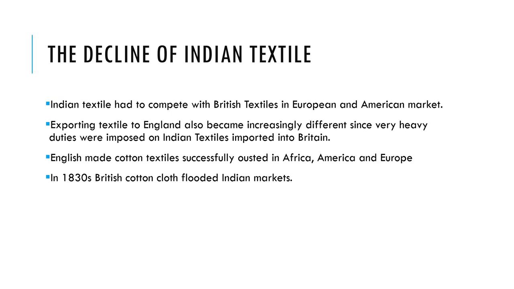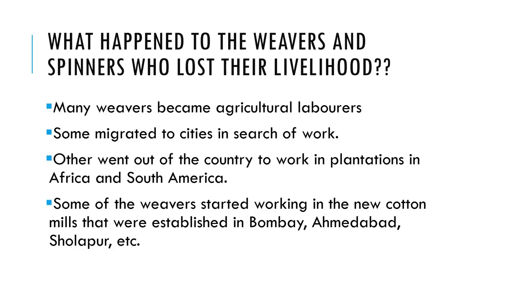Now, English made cotton textiles successfully ousted the clothes that were produced by the Indians. They started flourishing in the African market, American market, and European market itself. Now, in 1830, the British cotton cloth flooded the Indian market also, and this was the time when everything changed. Now, what happened to the weavers and spinners who lost their livelihood?